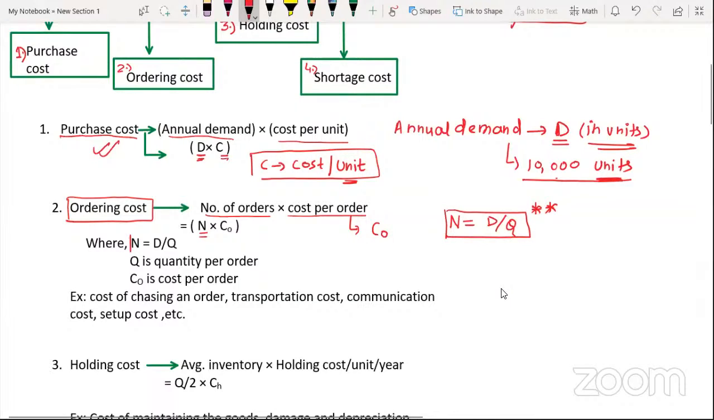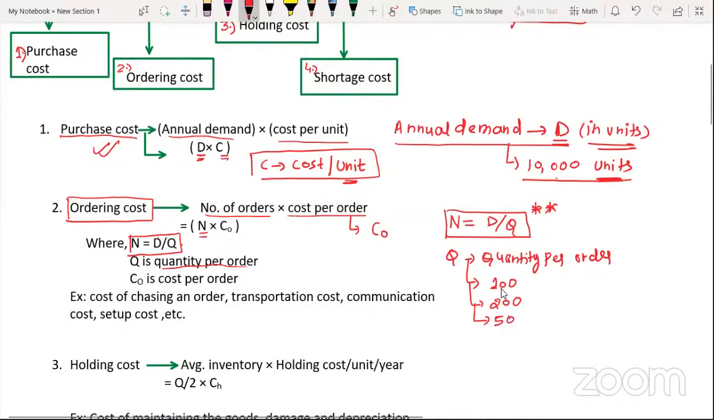Here I have written N equals D by Q, where D is the annual demand. And what is this Q? Q is the quantity per order. It may be that in one order you are ordering 100, in another order you are ordering 200, and in the third order you are ordering 500 units. So it is quantity per order.